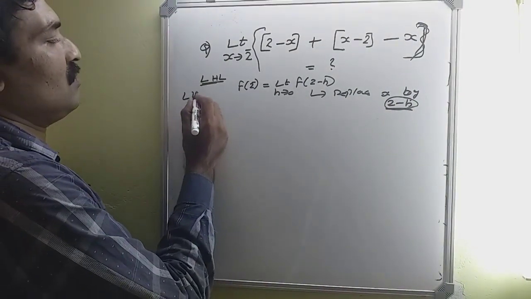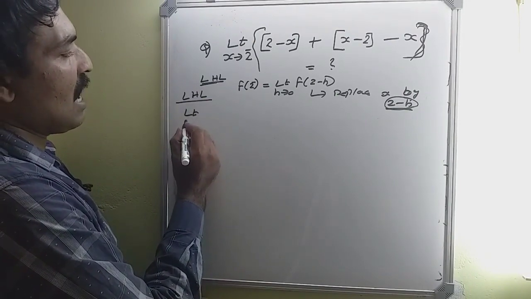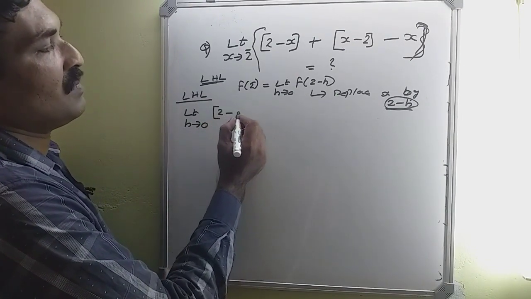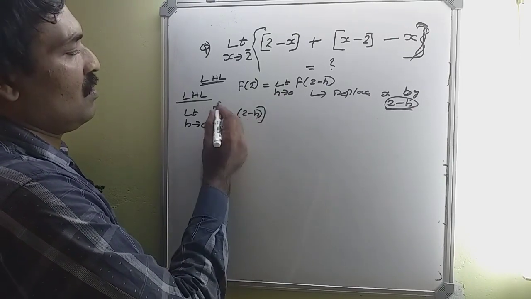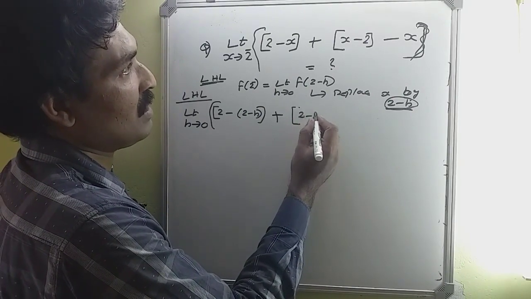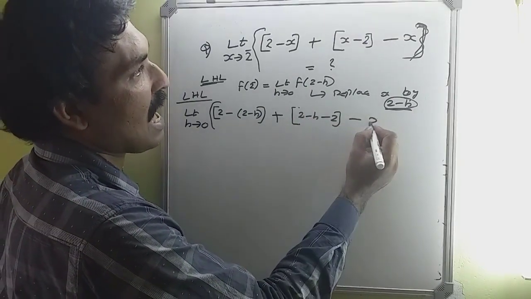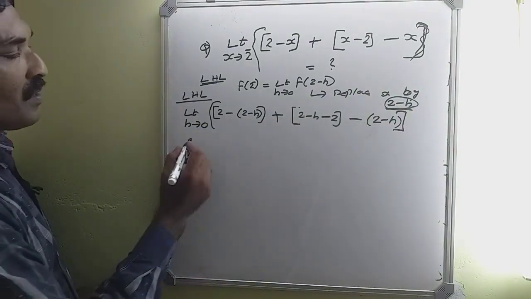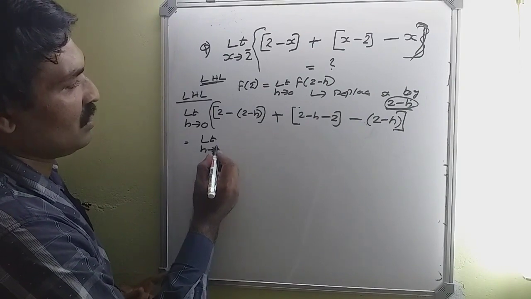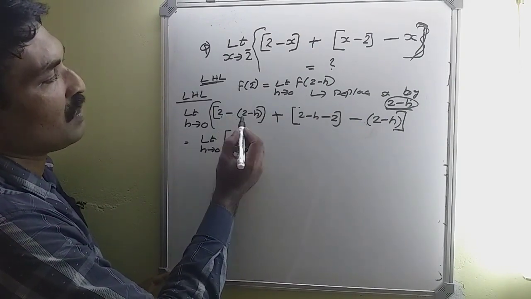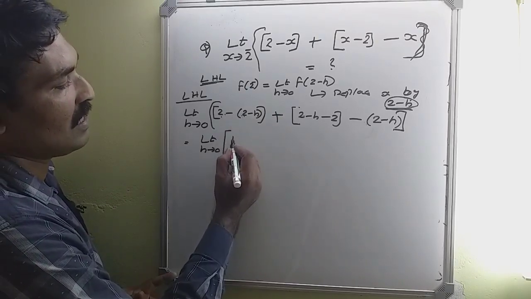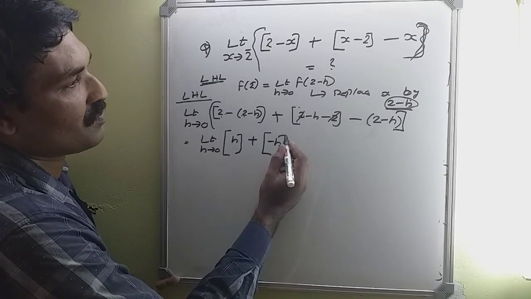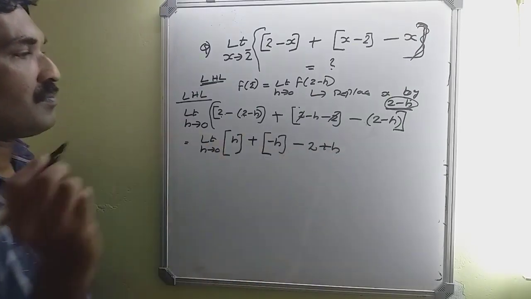So the LHL becomes limit h tends to 0 of greatest integer function of 2 minus x, where x is replaced by 2 minus h, plus greatest integer of x minus 2 minus x, again replacing x by 2 minus h. This is equal to limit h tends to 0 of greatest integer of 2 minus 2, which is cancelled, that is equal to greatest integer function of h, plus greatest integer of minus 2 plus h minus 2 plus h. Right.